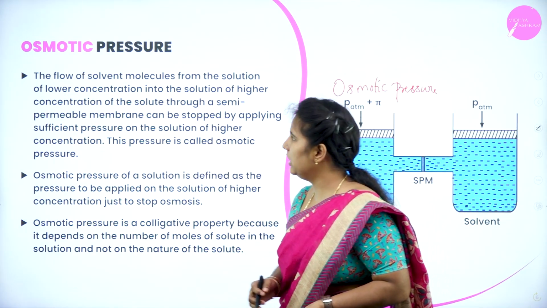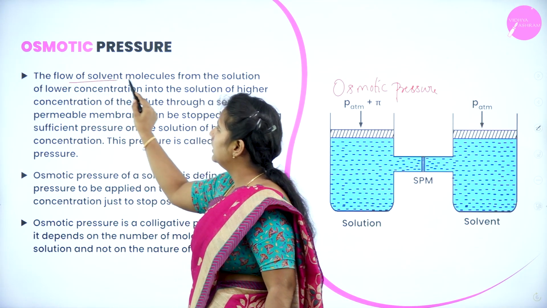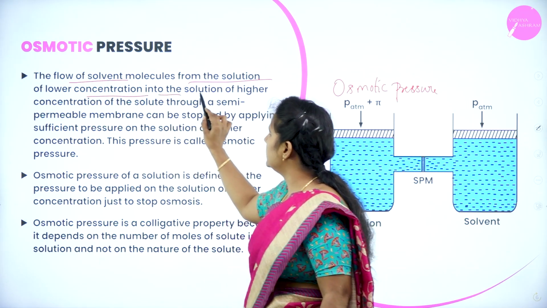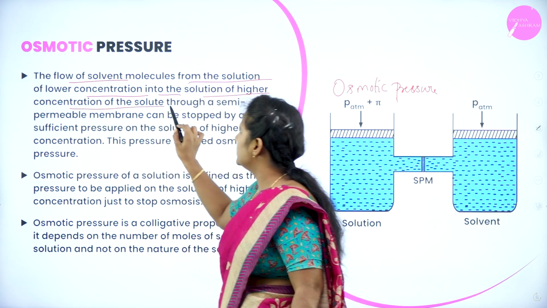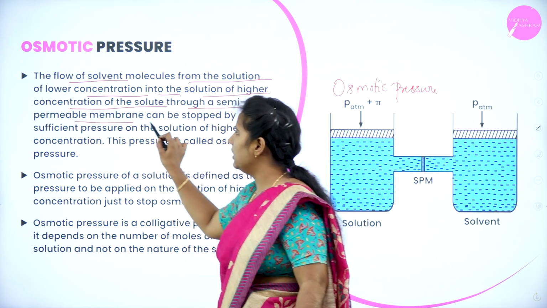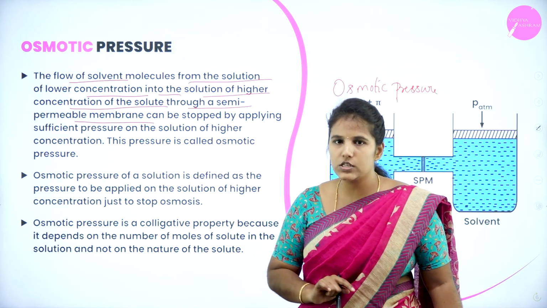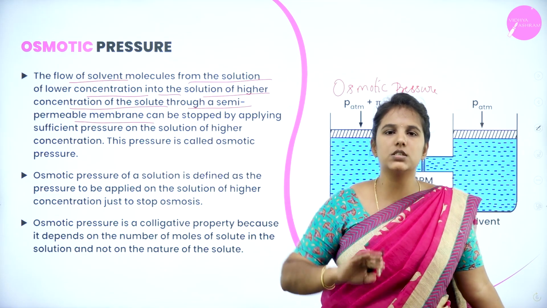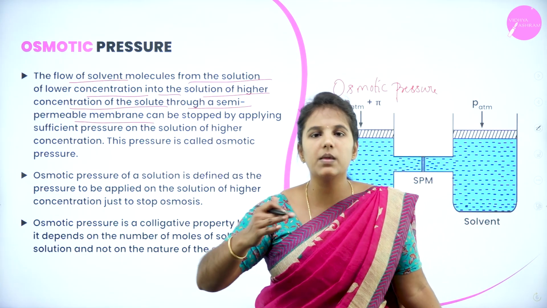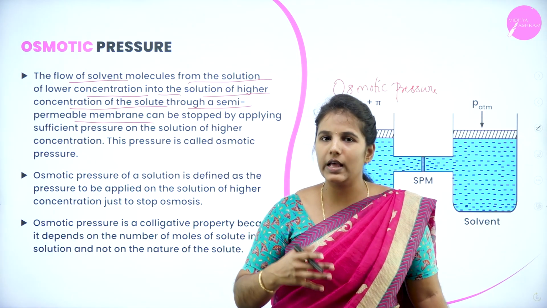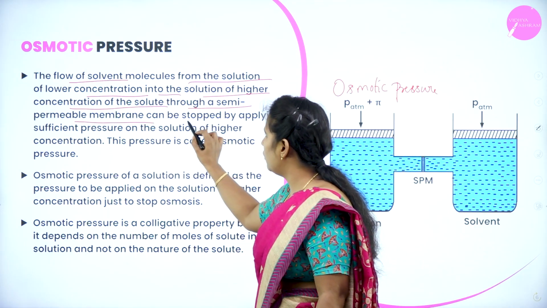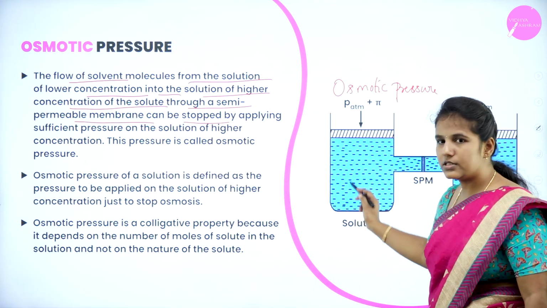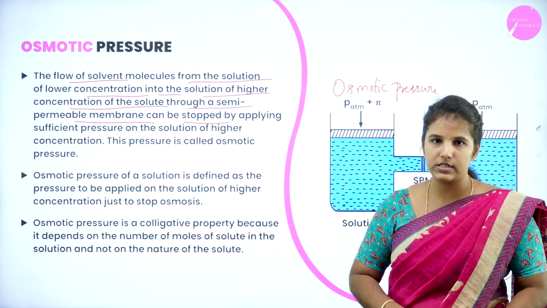So what is osmotic pressure? We all know that during osmosis, the flow of solvent molecules from the solution of lower concentration into the solution of higher concentration of a solute through a semi-permeable membrane takes place, right? So during osmosis, the solvent molecules move from the lower concentration region to the higher concentration region through a semi-permeable membrane. That is known as osmosis. So if you want to stop the osmosis, what will you do? You will apply some pressure, especially to the solution which has the higher concentration, right?